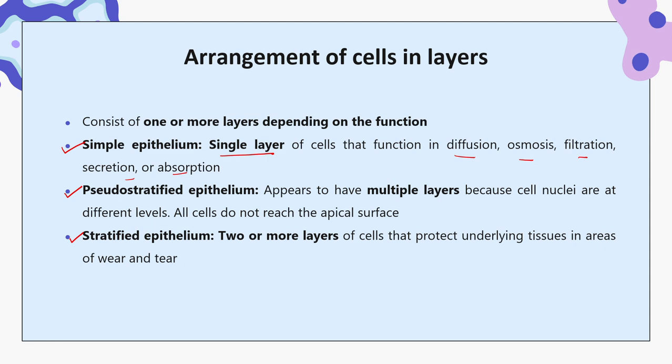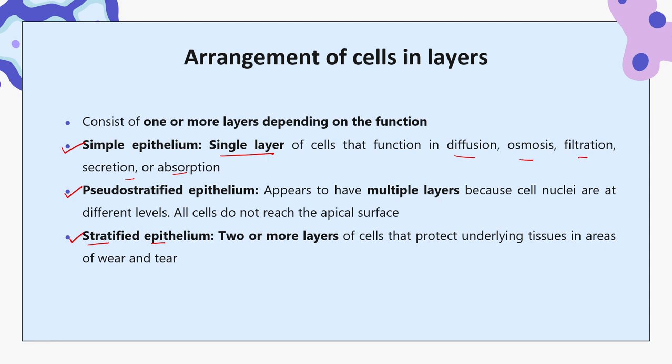but the shape of cells may vary. According to the shape of the cell, they are further classified into simple squamous, simple cuboidal, simple columnar, then simple ciliated columnar and simple non-ciliated columnar epithelial tissue. These are according to the shape of the cell, with a single layer of cells on the basement membrane, right? Now the second is stratified epithelial tissue. Stratified means multiple layers.